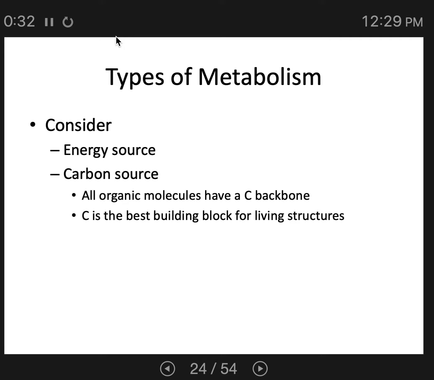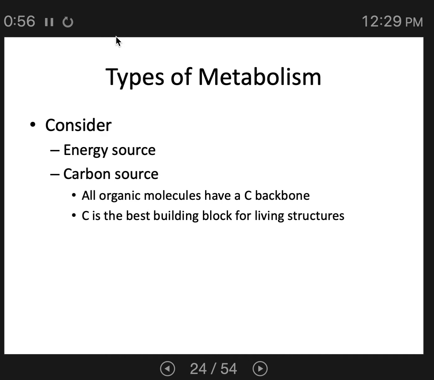So some organisms, like us, get energy and carbon from the same molecules. For example, we eat carbon-rich food like sugar and fat, and we break those molecules down, the sugars and fats down, to harvest both the energy packed into those molecules and also the carbon building blocks from them to build new cell parts and drive cellular processes.